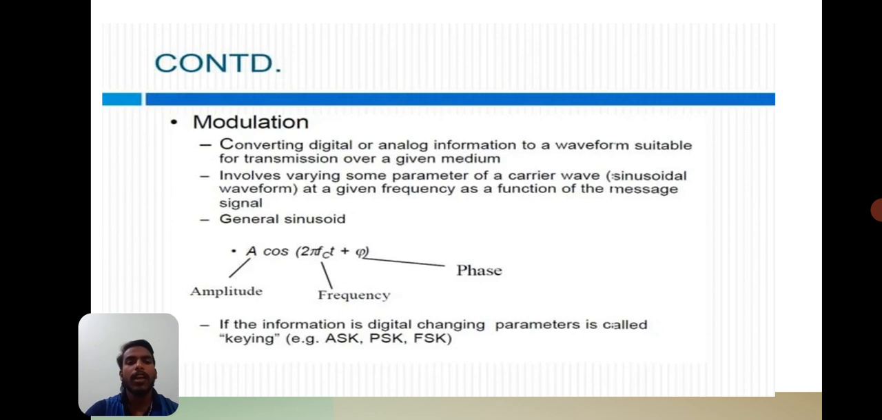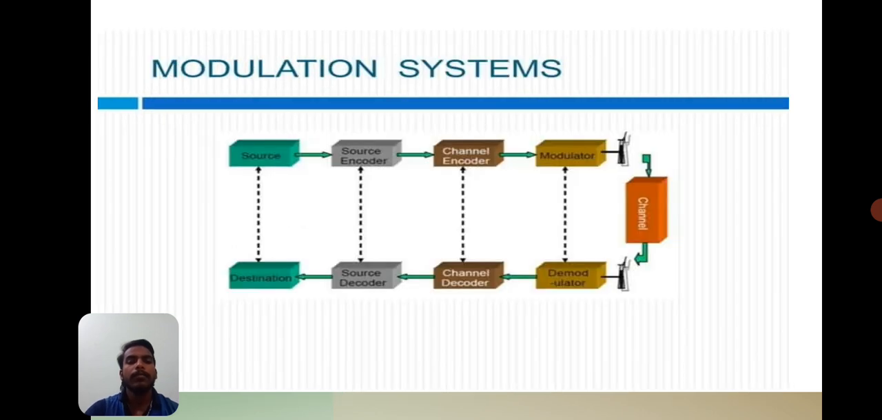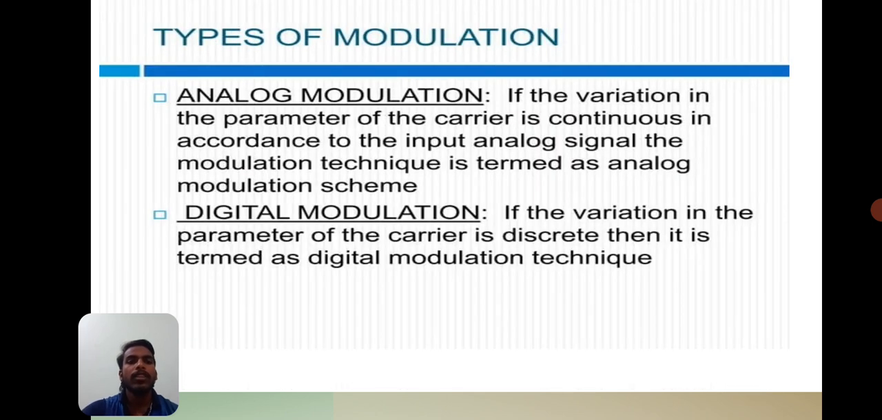ASK is nothing but amplitude shift keying. PSK is nothing but phase shift keying. FSK is nothing but frequency shift keying. Modulation system: source, source encoder, channel encoder, modulator, channel, demodulator, channel decoder, source decoder, destination. Types of modulation: analog modulation and digital modulation.